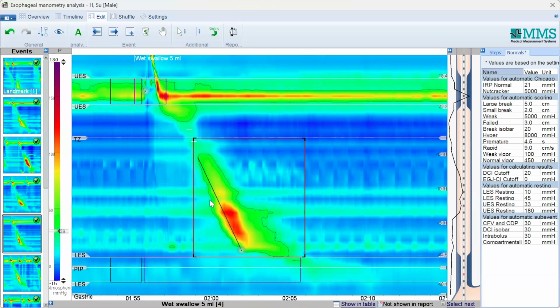Why did this happen? We have a speed here and a different speed here because here we are closer to the LES. And what should this value be? The distal latency value should be above 4.5. The value should be above 4.5.